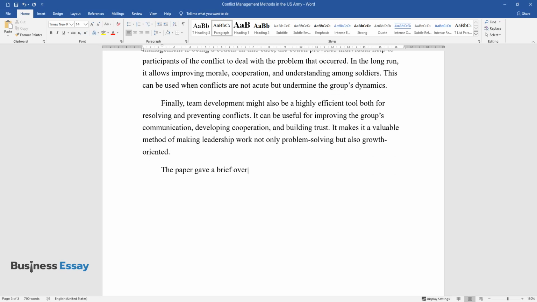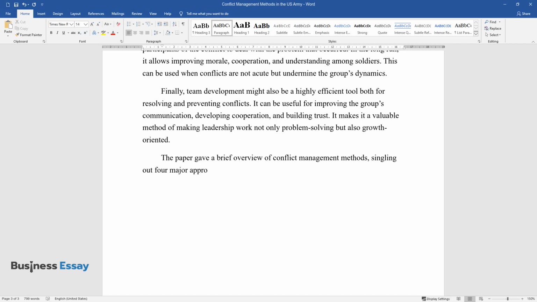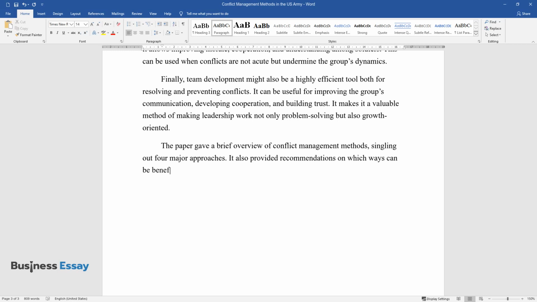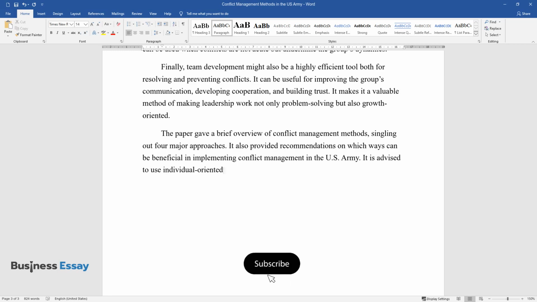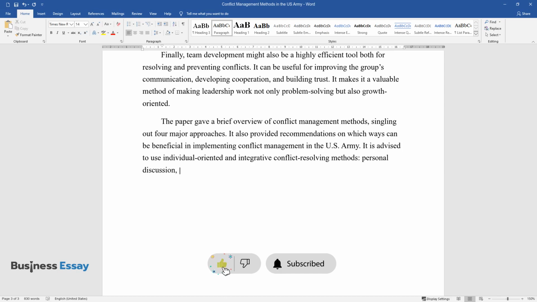The paper gave a brief overview of conflict management methods, singling out 4 major approaches. It also provided recommendations on which ways can be beneficial in implementing conflict management in the U.S. Army. It is advised to use individual-oriented and integrative conflict-resolving methods: personal discussion, mediation, coaching, and team development.